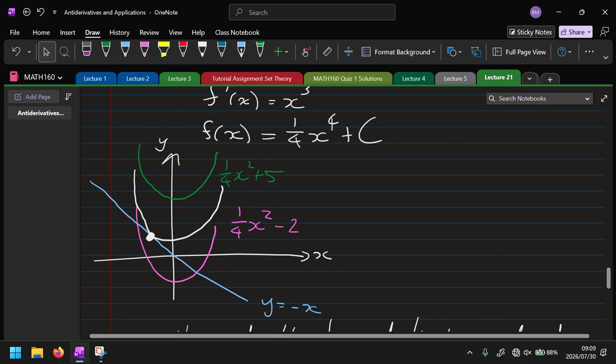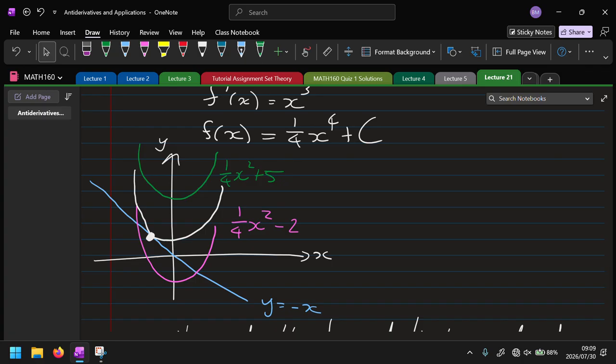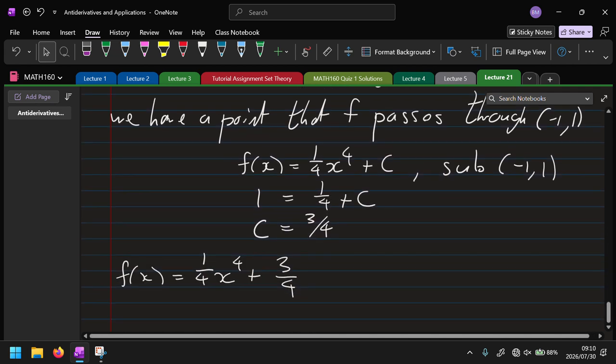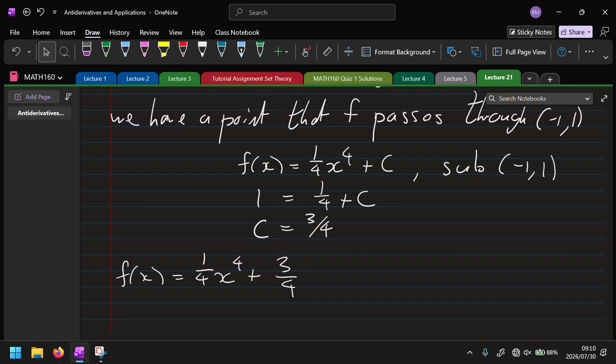So plus 5, that was too much. Minus 2, that was too little. But if we shift here at 3/4, this y-intercept here, it touches at 1 point. Yeah. Any questions for this one? All good. Okay.